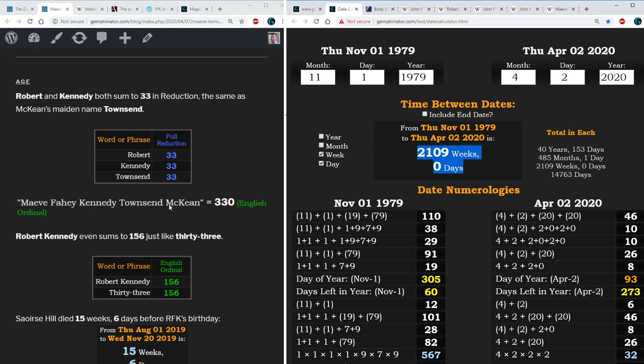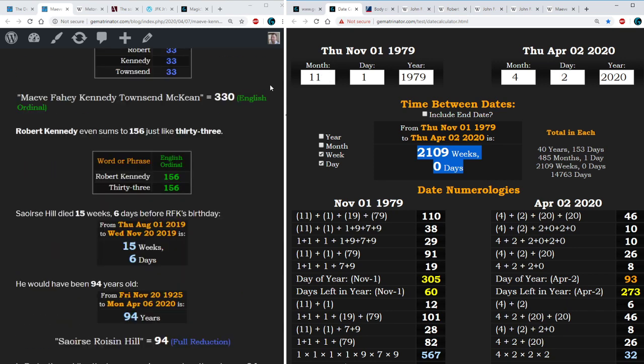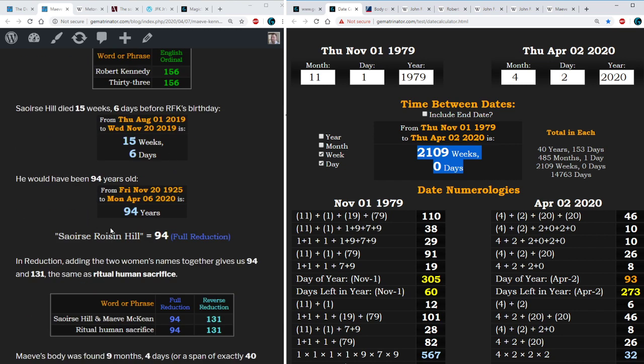Maeve McKean's full name with her maiden name sums to 330 in ordinal. Remember, Robert Kennedy, also Townsend, equals 33. One thing I also noticed is that when Saoirse Hill died last year, it was 15 weeks and 6 days before her grandfather's birthday, and Robert Kennedy equals 156. He would have turned 94 years old.